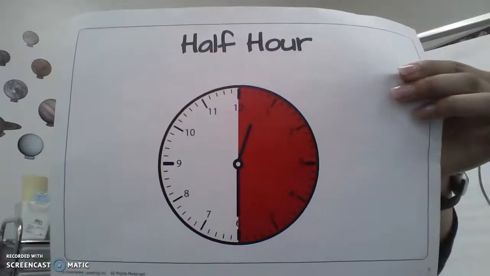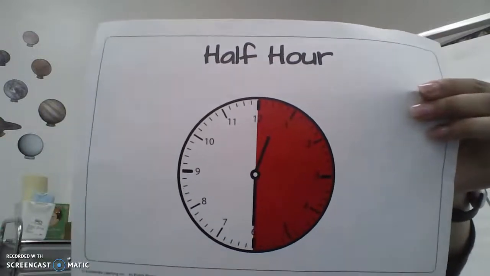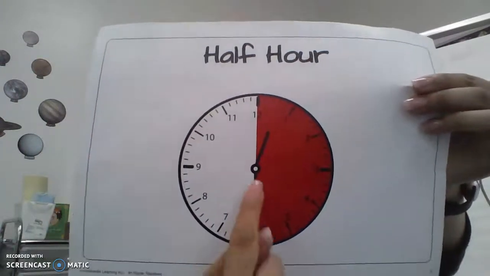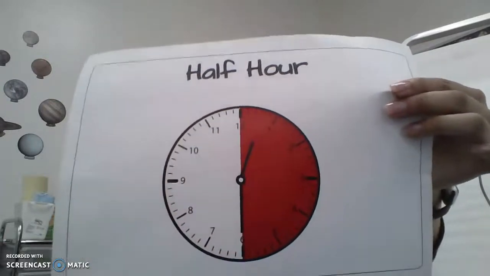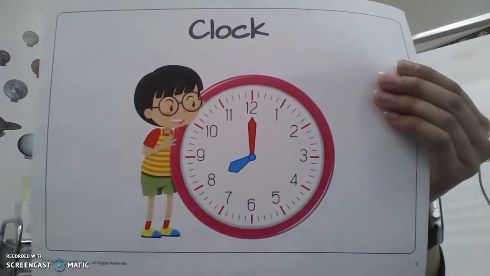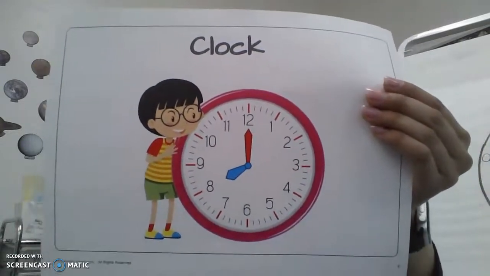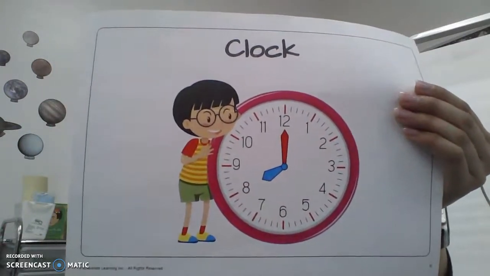Then our next vocabulary word is half hour. So you can see that the clock is divided in half, correct? Yes, so that means it's half hour when the minute hand is on the 6. So when the minute hand is on the 6, that means half hour. So right now it's 12:30. So half hour. Then we have clock. So this is called a clock. So you can see these in schools or in your house. But it has both the minute hand in the red and the hour hand in the blue.